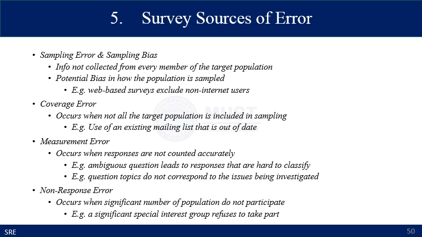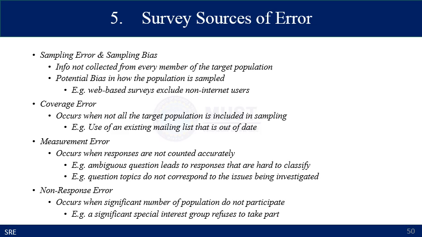So there can be different forms of errors in surveys and questionnaires. For example, sample and sampling bias errors can occur, where some information is not collected from every member of the target population, and this will lead to potential bias in how the population is sampled. For example, if you are creating a web-based survey, you will most likely exclude non-internet users.